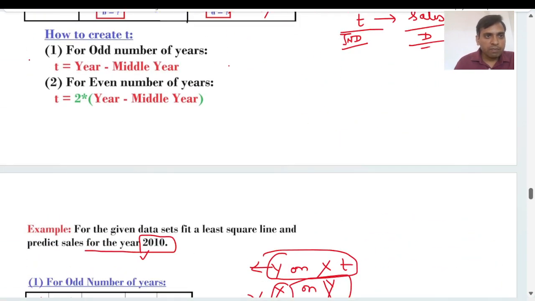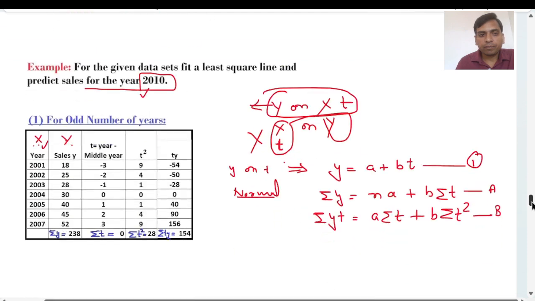We will use this methodology to convert x into t, year into t. So if your data is in odd numbers, or an odd number of years, then you will use this year minus middle year concept. And if your data is even, then you will use this concept of 2 into year minus middle year. I will explain both. So first we need to calculate t equals year minus middle year.